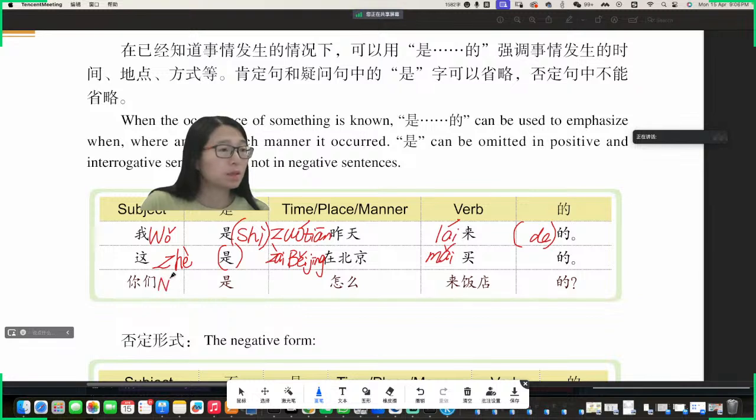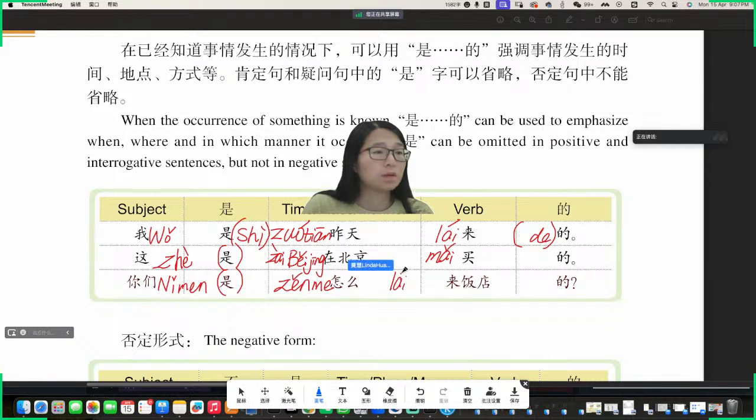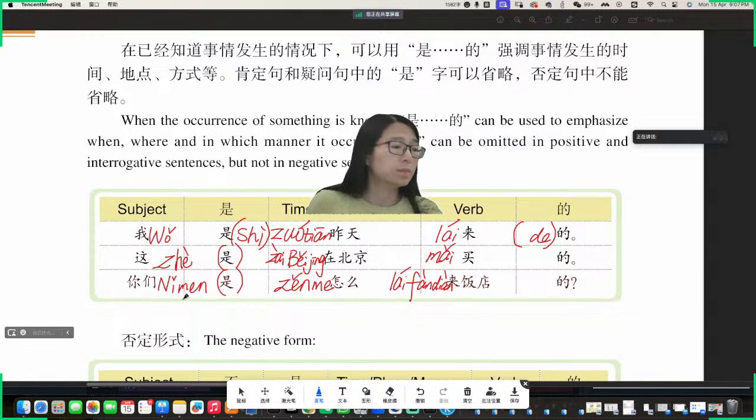Okay, next one. 你们, you, the plural form of you, and the word 是, emphasize, and then 怎么. Okay, this one is about the manner. 怎么, how. And 来饭店, next word, 来饭店, which means come to restaurant or hotel. 你们是怎么来饭店的? So this one emphasizes the manner, 怎么.